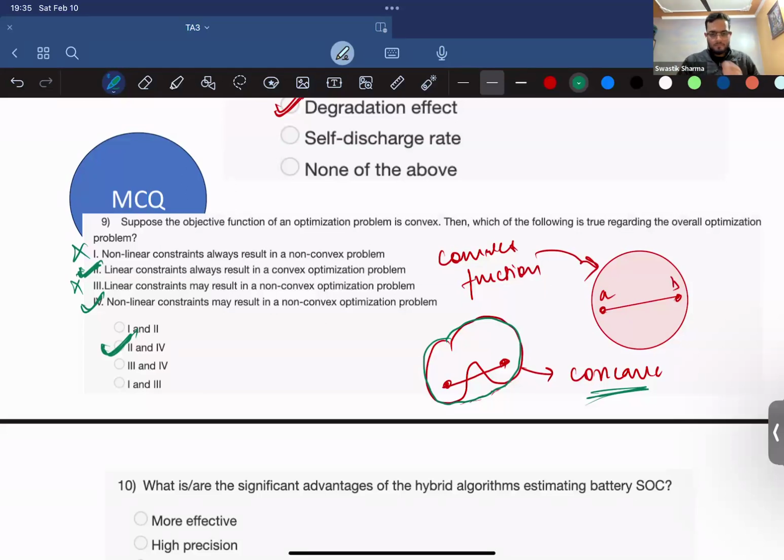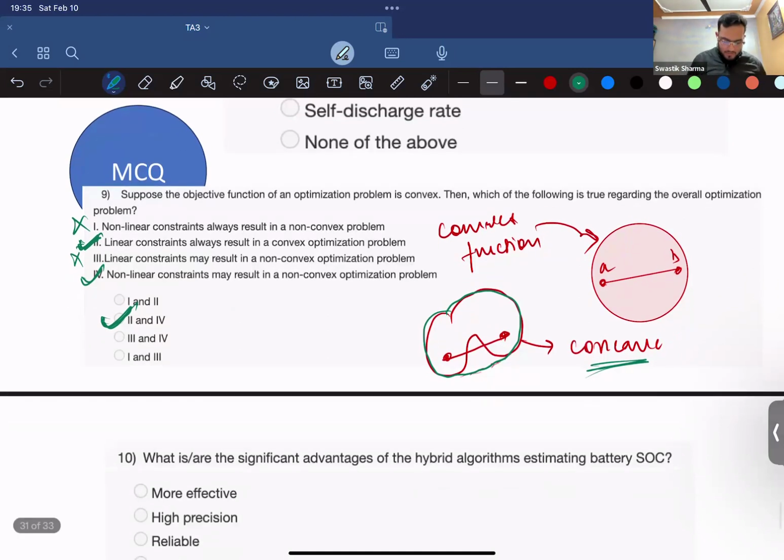Yeah. So this was not covered by sir. So I thought of covering it in the question itself.